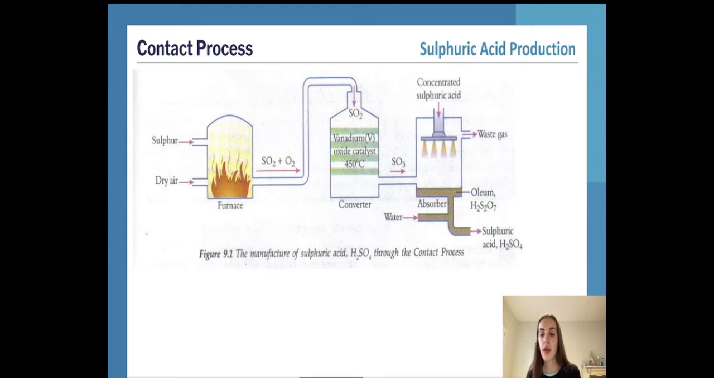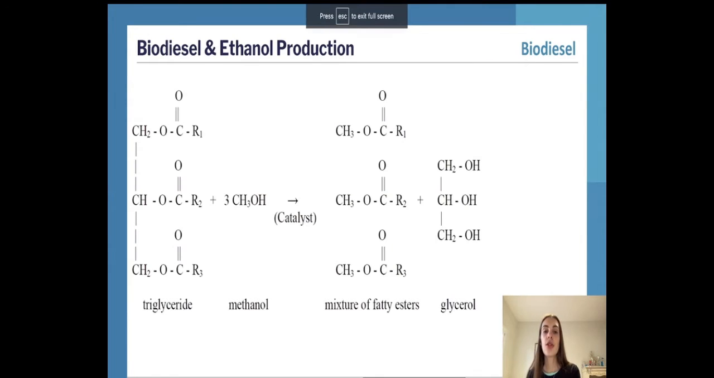So now we're going to go on to talk about the production of ethanol and biodiesel. First of all, we're going to look at the production of biodiesel.